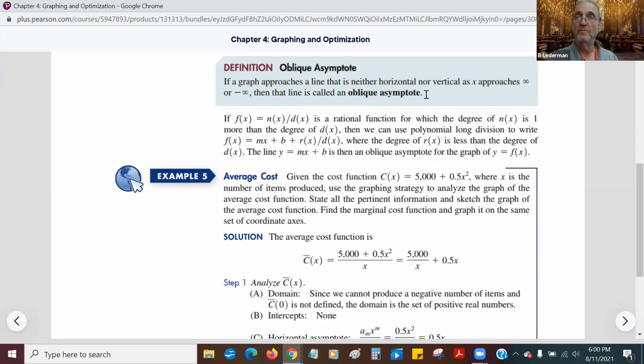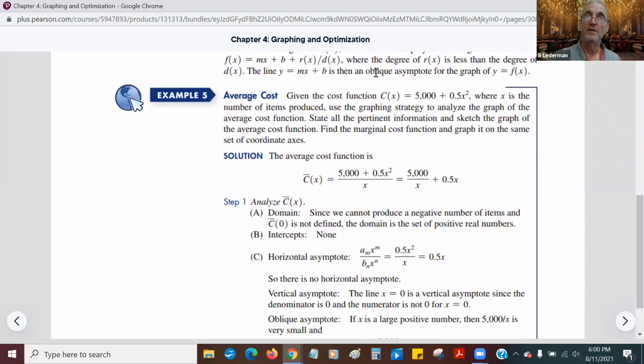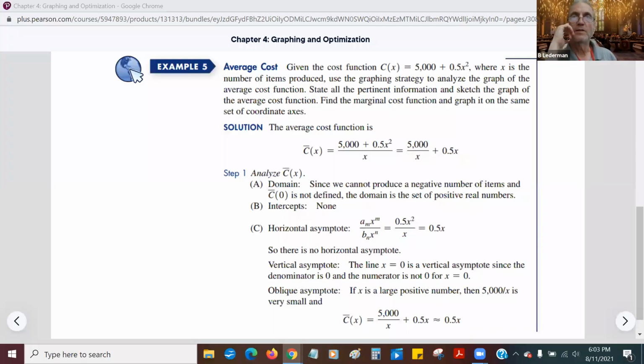So let's look at an example of this. Average cost. So here's example 5. It's about average cost. Okay, so we have the cost function C of x equals 5,000 plus 0.5x squared.